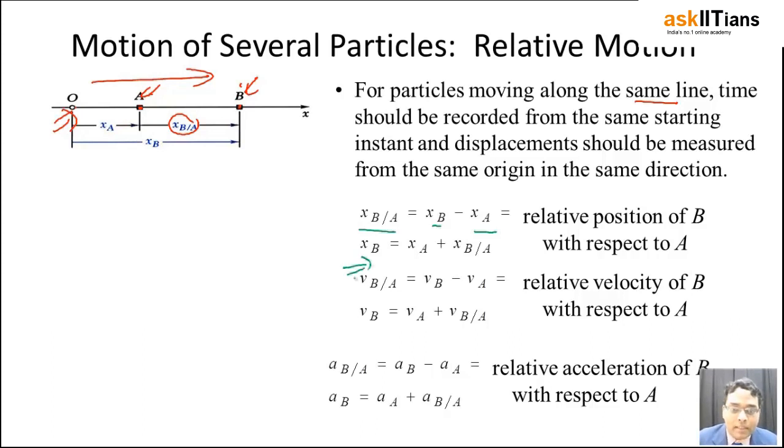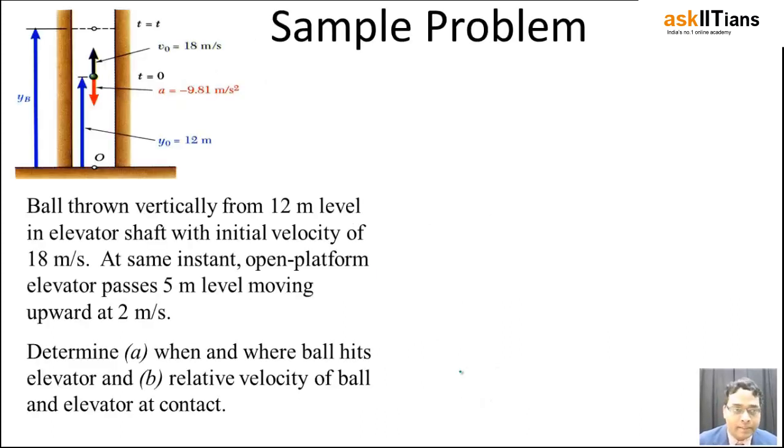Or you can say xb, the position of particle B at any particular instant of time, is equal to the distance of particle A plus the distance between the two particles. In a similar manner, the velocity of particle B is given by VA plus VB/A, and finally the acceleration as well. So all these things are relatively related.